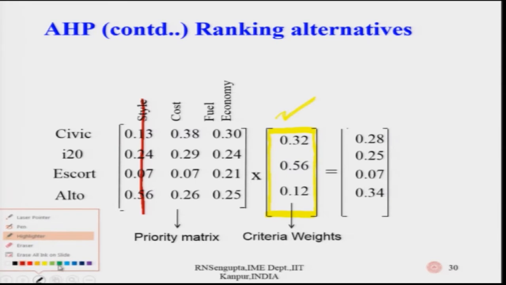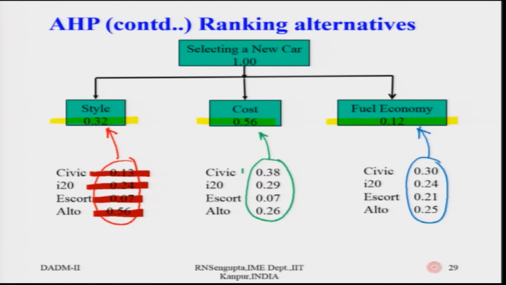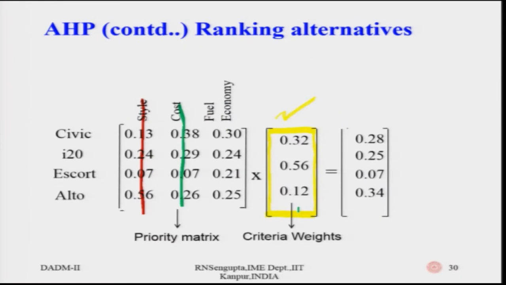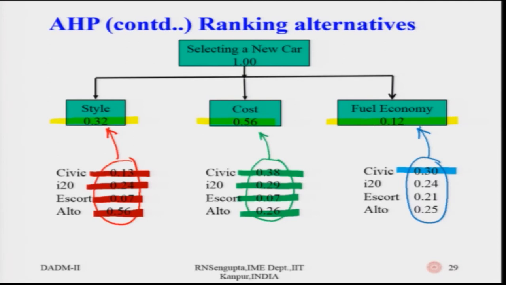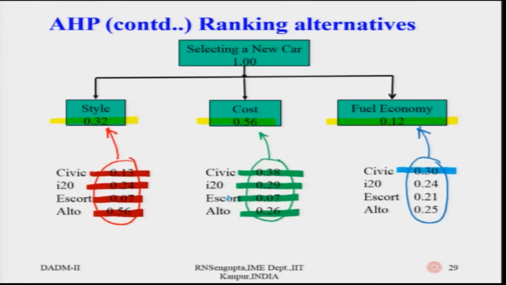Now, let us go to cost. For cost, it is 0.38, 0.29, 0.07, 0.26 for the four alternatives. Here it is, cost done for all the four alternatives. Then let us go to fuel economy: 0.30, 0.24, 0.21, 0.25. This is the priority vector for all the four alternatives corresponding to the criterion fuel economy.